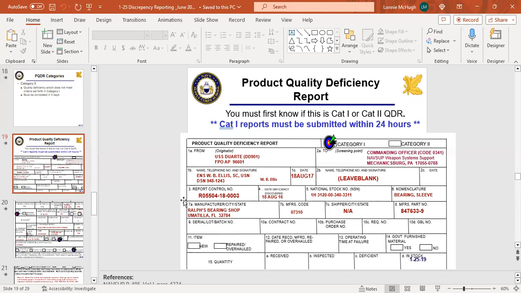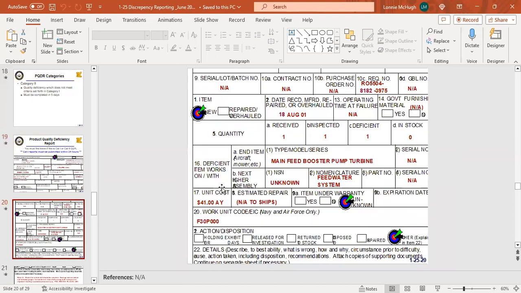So one of the things I did want to explain before we run out of time is block 16B. So 16B is asking about which system the deficient item works on. You're going to see end item or next higher assembly, and next higher assembly is for something that is a piece of equipment.